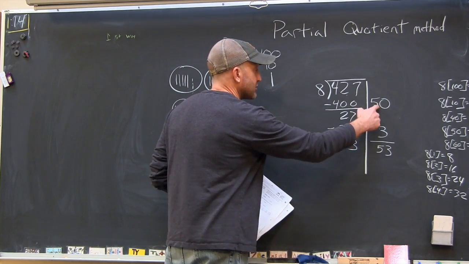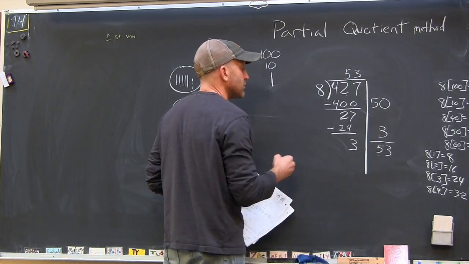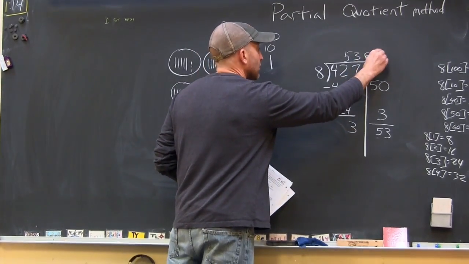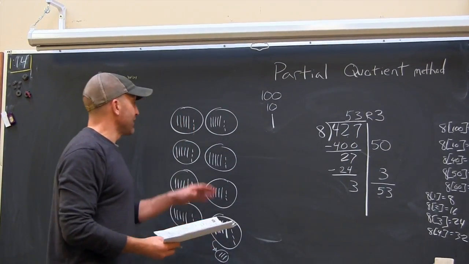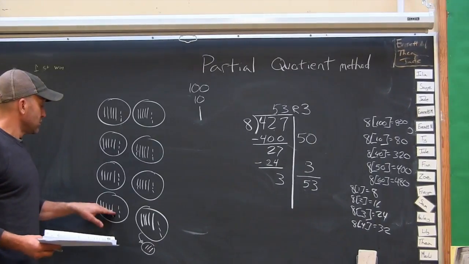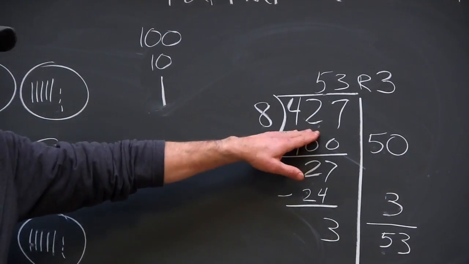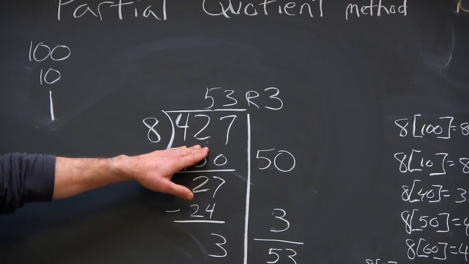53. Okay, because 50 plus 3 is 53. Put that on top with a remainder of 3. And again, that means that I have to serve 53 waves every day with 3 extra on the last day to give me 427 waves.